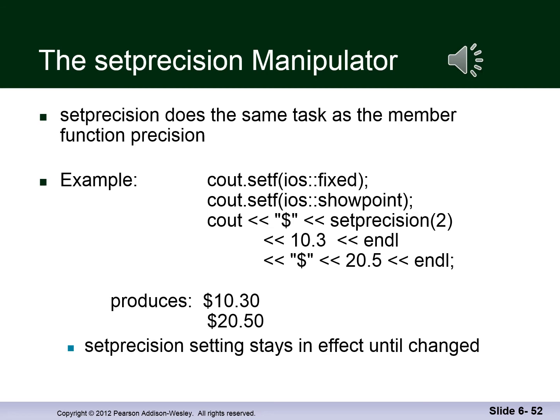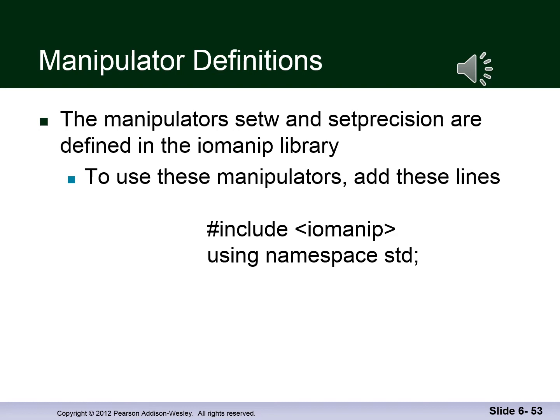I mentioned this in an earlier slide, but here it is on this one. In order to use the manipulators setw and setprecision, you must include the iomanip library via an include directive as listed here, and it uses namespace std for all of those manipulator functions.